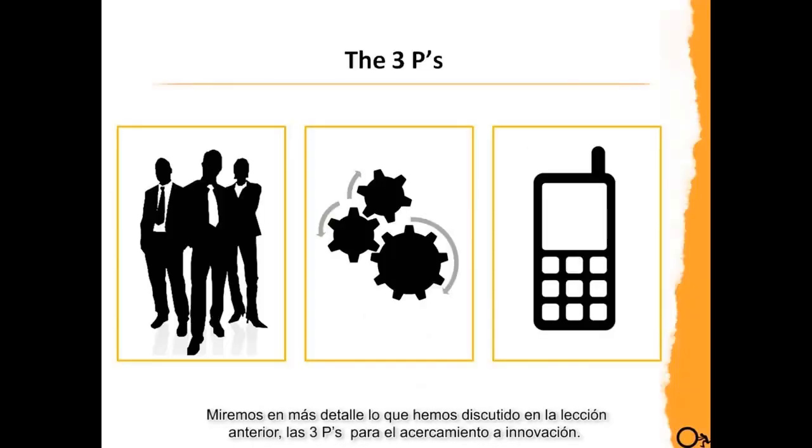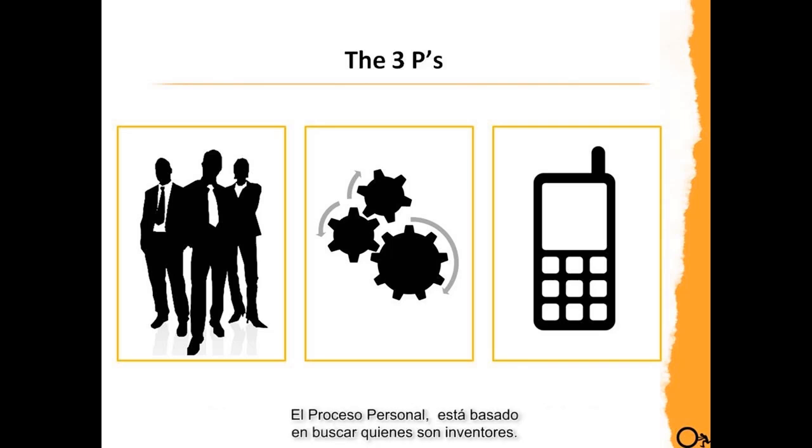Let's look in more detail at what we have discussed in the previous lesson, the 3 P's approach to innovation. The person approach is based on researching who the inventors are. According to this approach, if you want innovation in your organization, you should hire creative people. The process approach is based on identifying how inventions come to be.